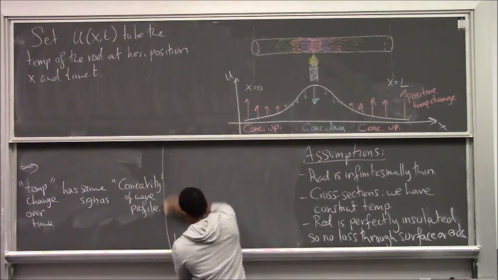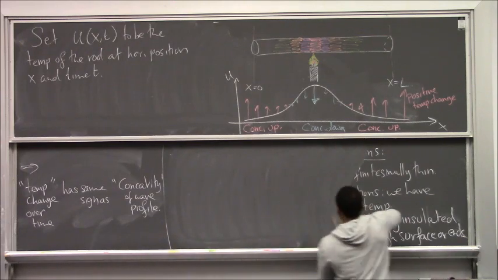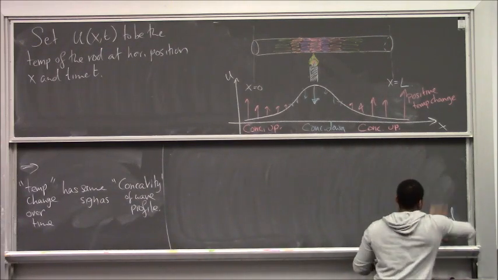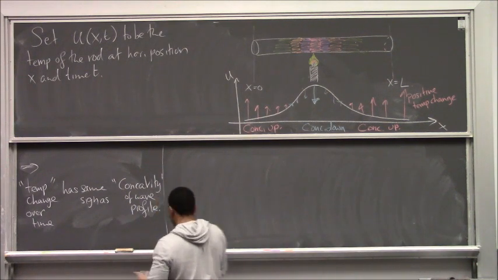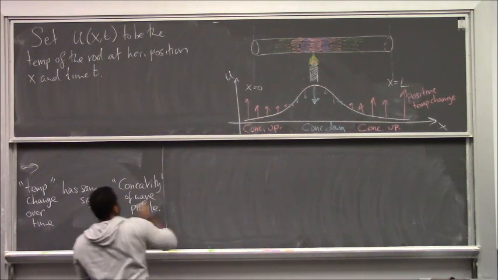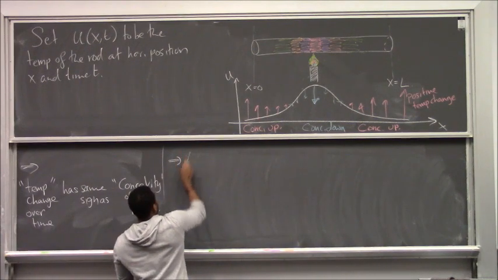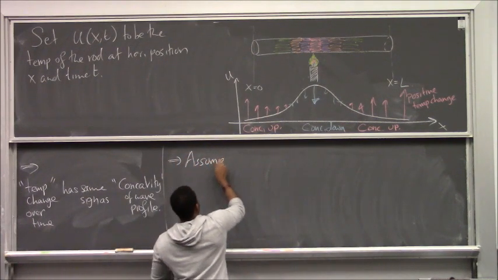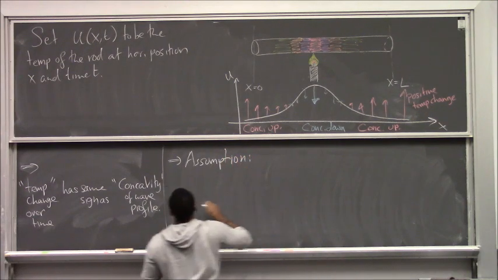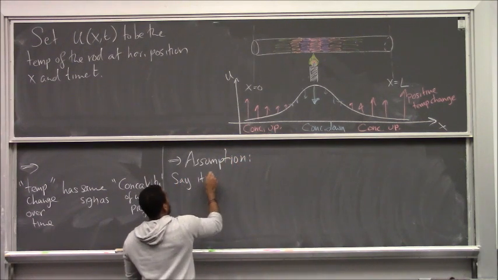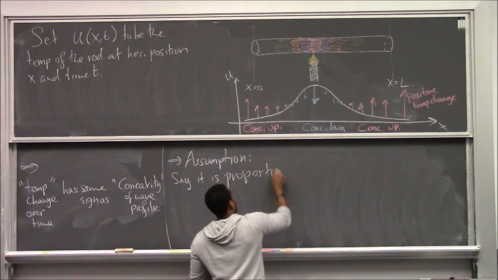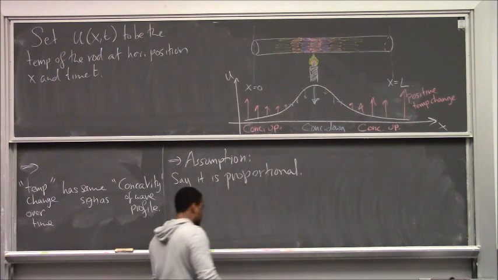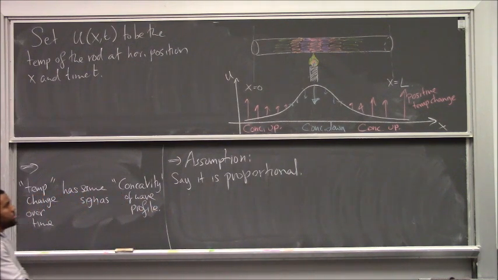Now, here's another simple assumption, just to make the situation a little bit ideal so we can actually get somewhere. You can come back afterwards and verify that this has to be true and what the specifics have to be. So here we make another assumption. Say it is proportional. It might not give you the exact magnitude of the concavity, but we can assume that it's proportional to the concavity.